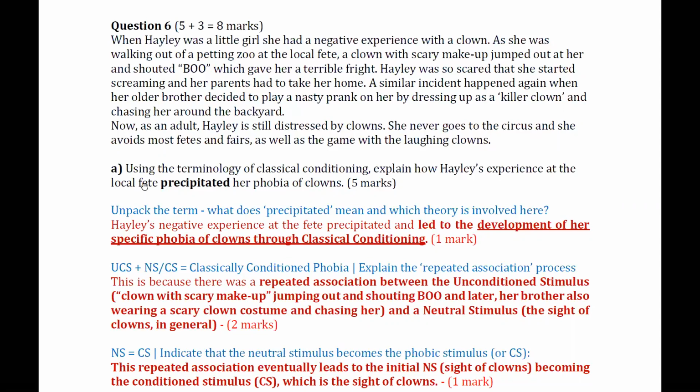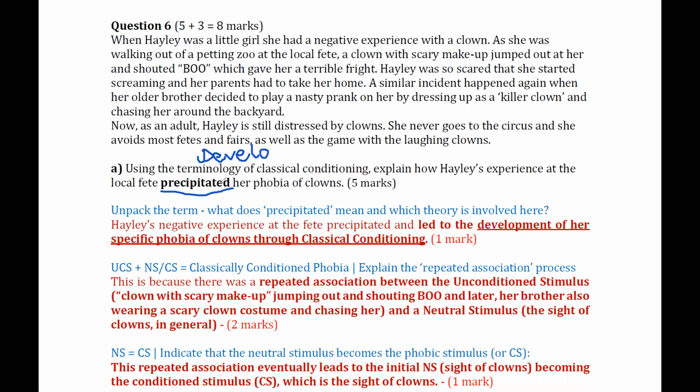Anyway, part A is, using the terminology of classical conditioning, explain how Hayley's experience at the local fete precipitated her phobia of clowns. So remember, we always say the word precipitation or precipitate means develop. So essentially this question is asking us, how did Hayley's experience at the local fete develop or lead to the establishment or development of her specific phobia? So that's essentially what we are talking about.